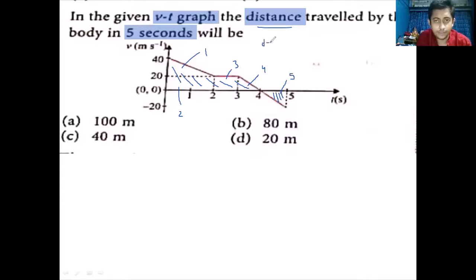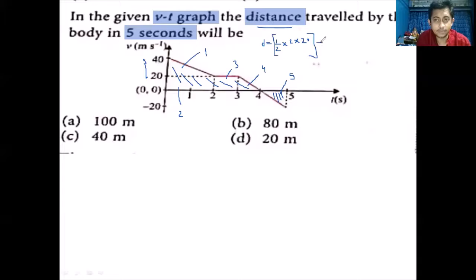The final distance D will be equal to the area of triangle 1. So what is the area of a triangle? Half into base into height. Half into base, which is from 0 to 2, so half into 2 into height. Height of the triangle is 40 minus 20, so 40 minus 20 will be 20. So this is the area of the first shape.